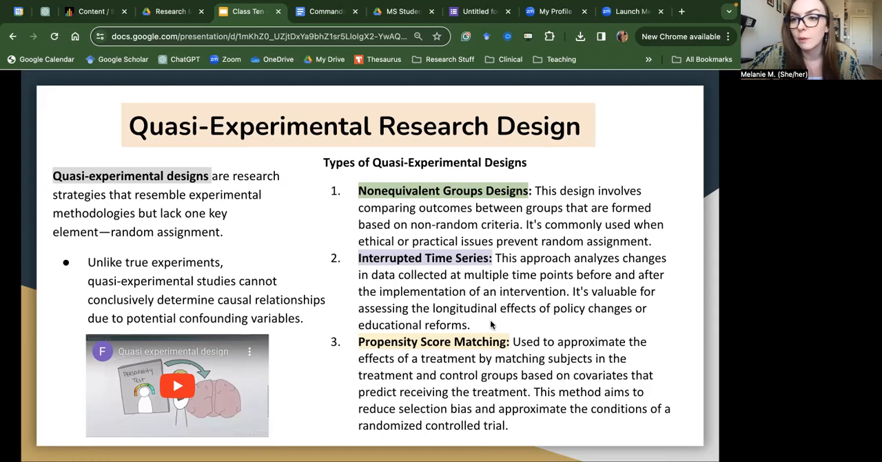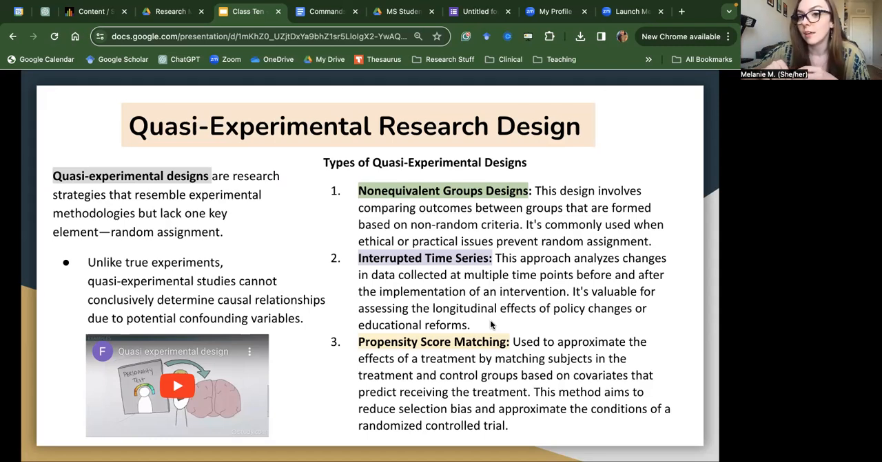The next type of quasi-experimental design is called interrupted time series. This is when an approach analyzes change in data collected at multiple points in time before and after the intervention or experiment happens. It's valuable for assessing longitudinal changes like policy effects or educational reforms. Remember, longitudinal research is research that studies something over several periods of time, whereas cross-sectional is a snapshot at one time. Interrupted time series is a type of longitudinal research that is quasi-experimental because it can't have that random assignment element of it.